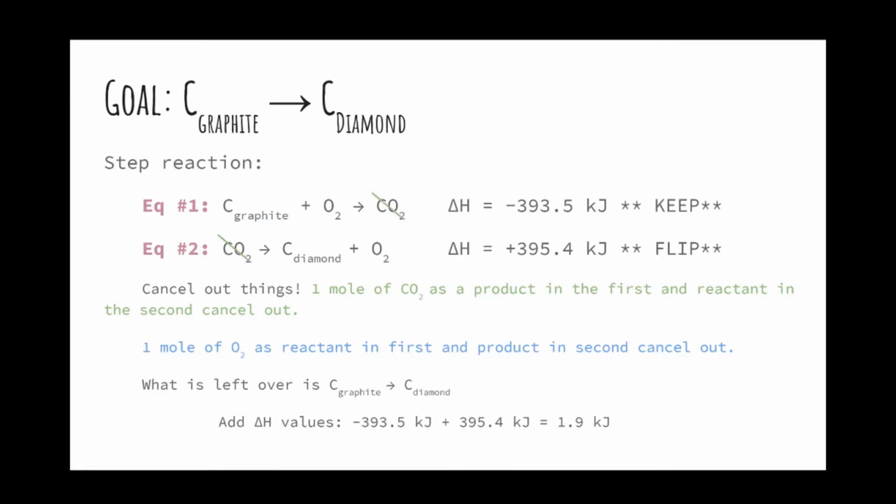So here I canceled out my carbon dioxide and my oxygen, and what's left over is graphite turning into diamond. So now that we have our goal reaction left over, if I add those two reactions, I can add my delta H values, or my change in enthalpy values. And when I do that, I get that the delta H, or the enthalpy, of my goal reaction is a positive 1.9 kilojoules.